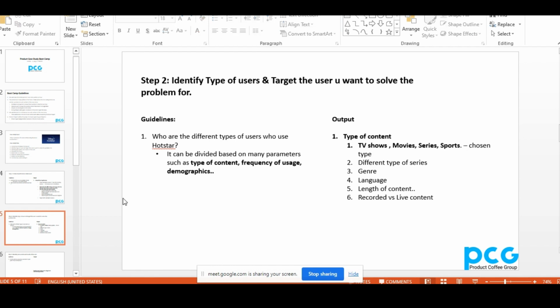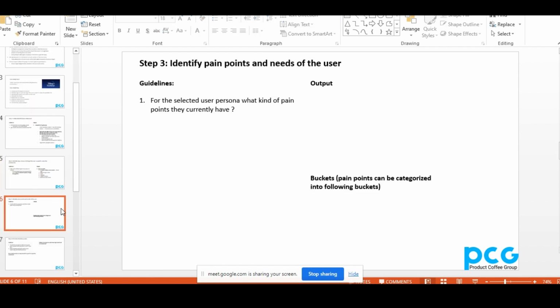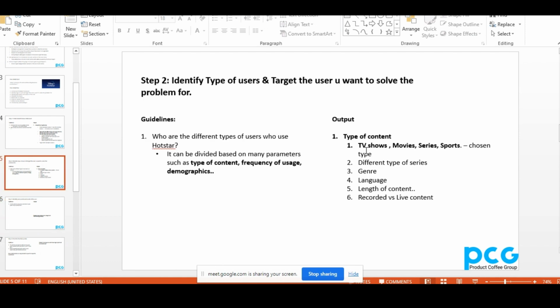Okay. Great. Now let's go to the, I'll put this here. These are the different segments. Again, we won't be able to target all the segments in this product case study because it is going to take a lot of time to understand each segment, come up with solutions and prioritize them.